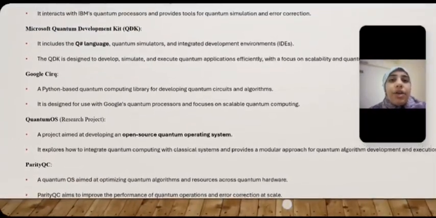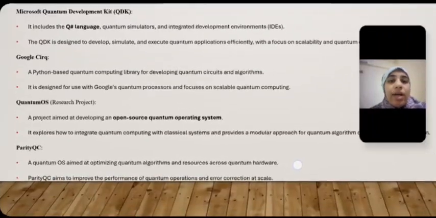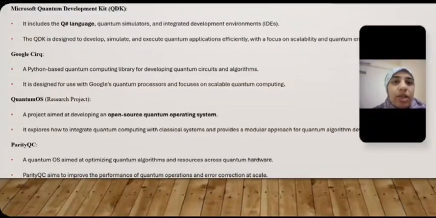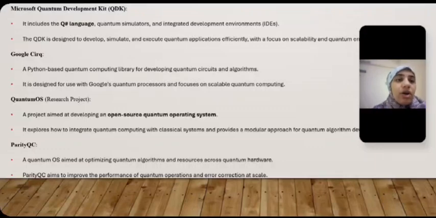The third type is Google Cirq, which is a Python-based quantum computing library for developing quantum circuits and algorithms. Also, it is designed for use with Google's quantum processors and focuses on scalable quantum computing.